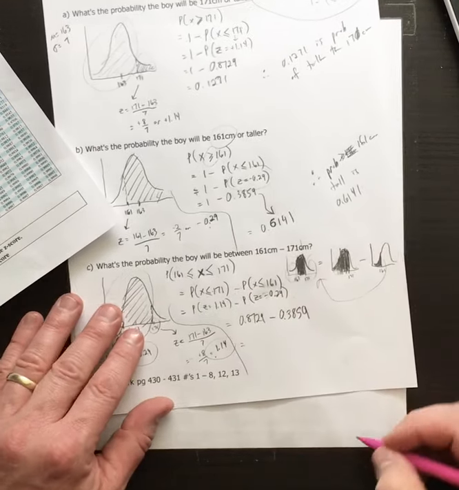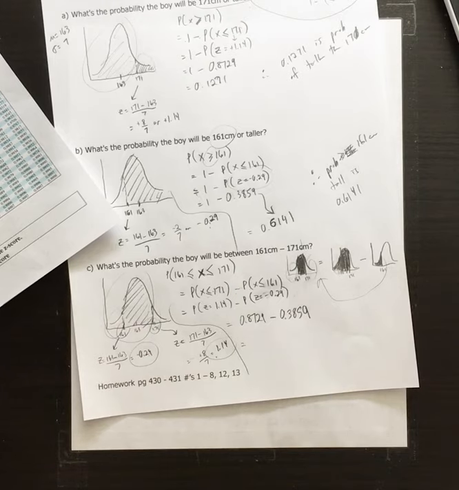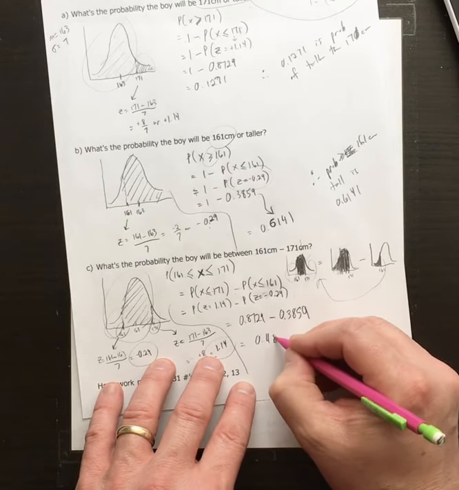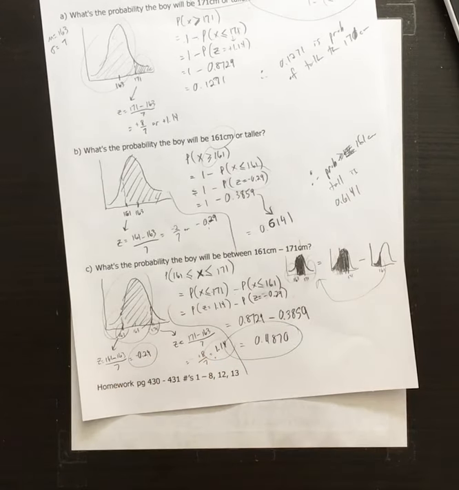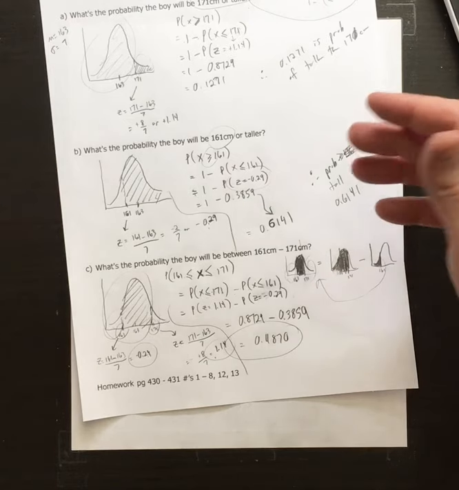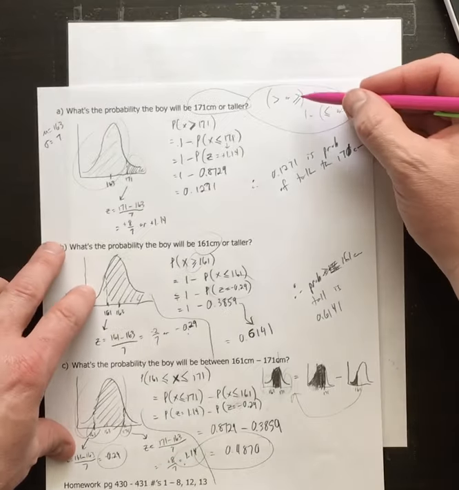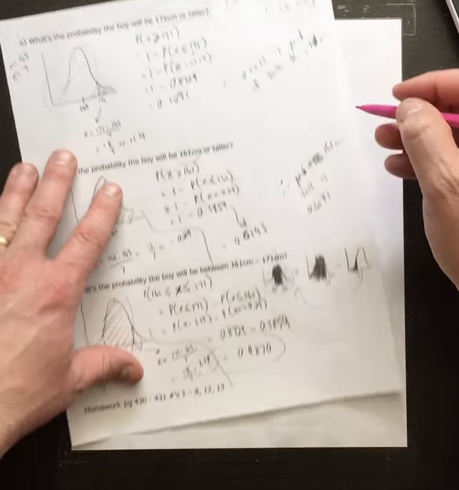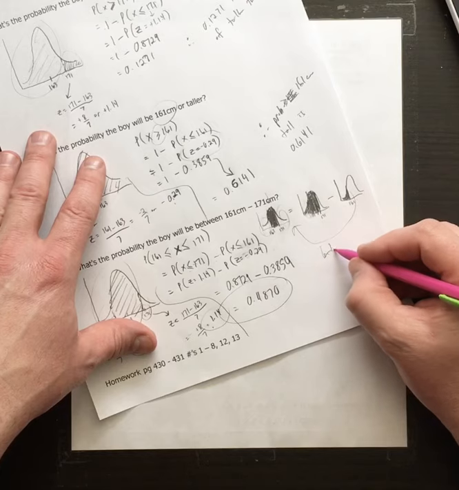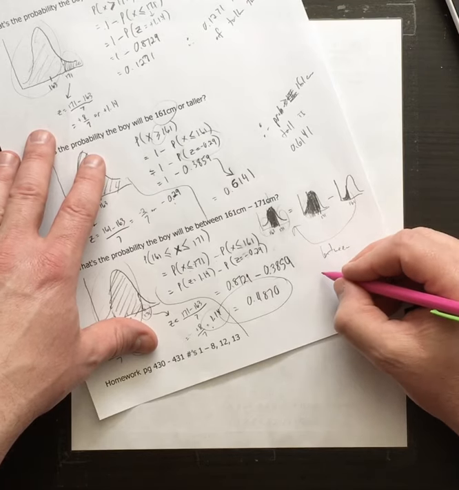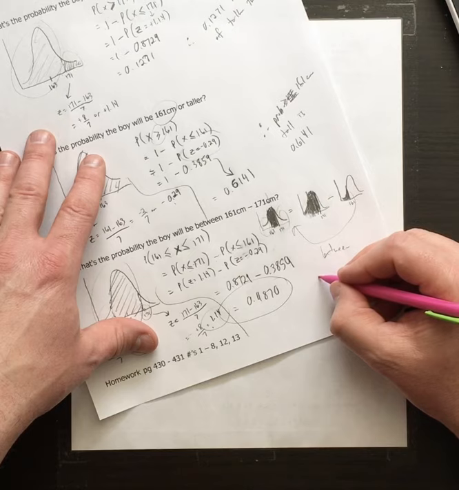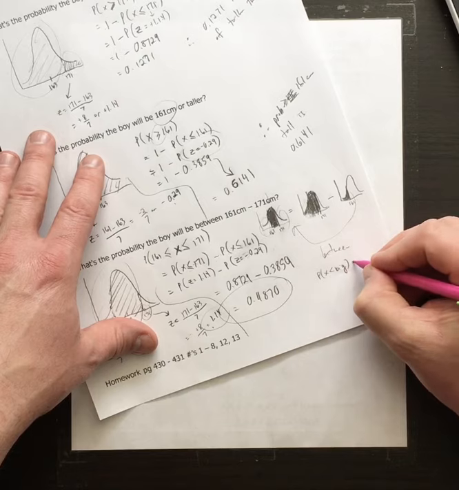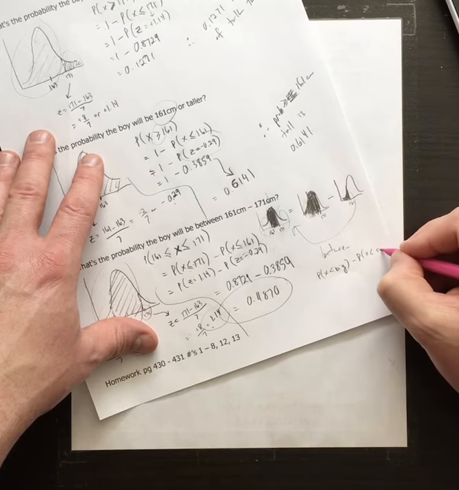Then I subtract those values. I'm not going to use my calculator to do that, I'm going to use my cheat sheet: 0.4870. Now, a couple of clues when you're doing in-betweens if you don't have it down pat. A greater than is equal to 1 minus the less than version. A between is equal to the probability of x is less than the big, minus the probability of x is less than the small.